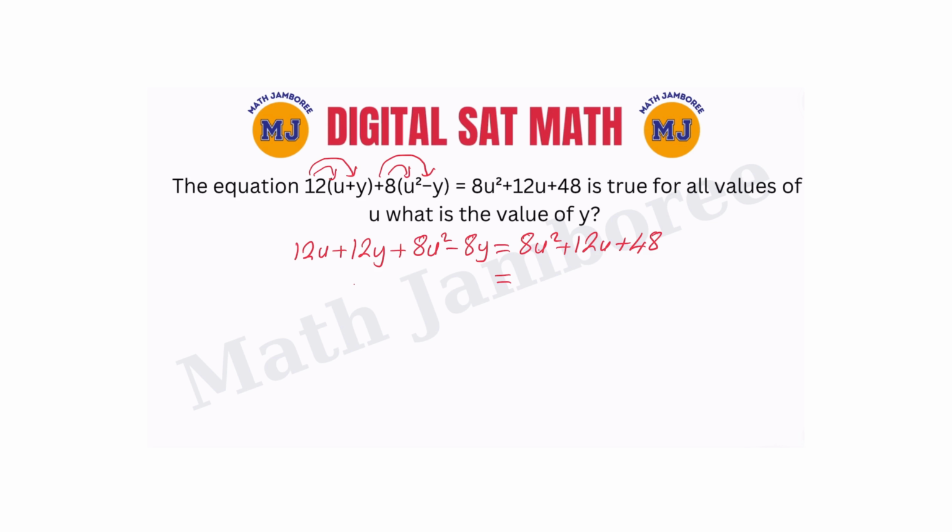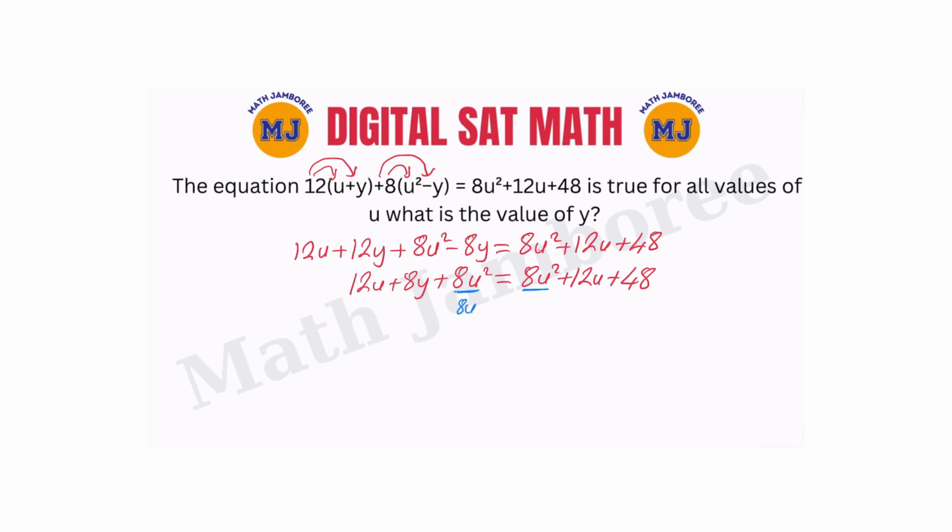The rest, 12u stays, 4y plus 8u squared is equal to 8u squared plus 12u plus 48. In this part of the problem, I'm going to use a different color. It's so easy if you just pay attention. We have 8u squared, I will underline them once, on both sides of the equation. So if we take them away, we will keep the balance of the equation.